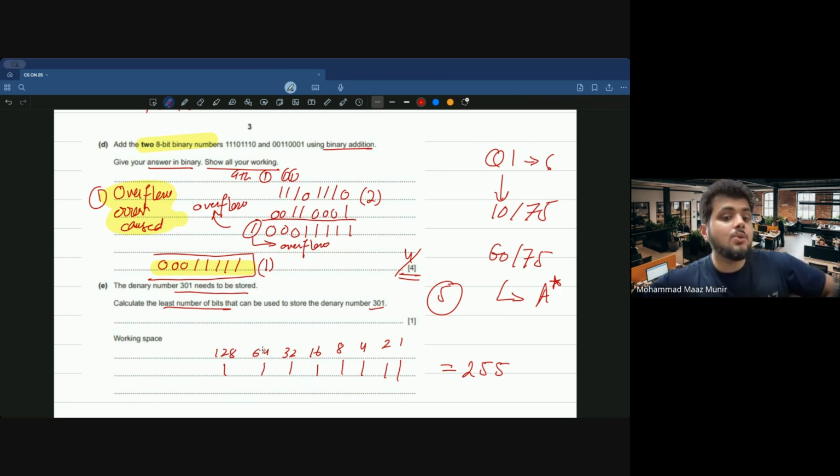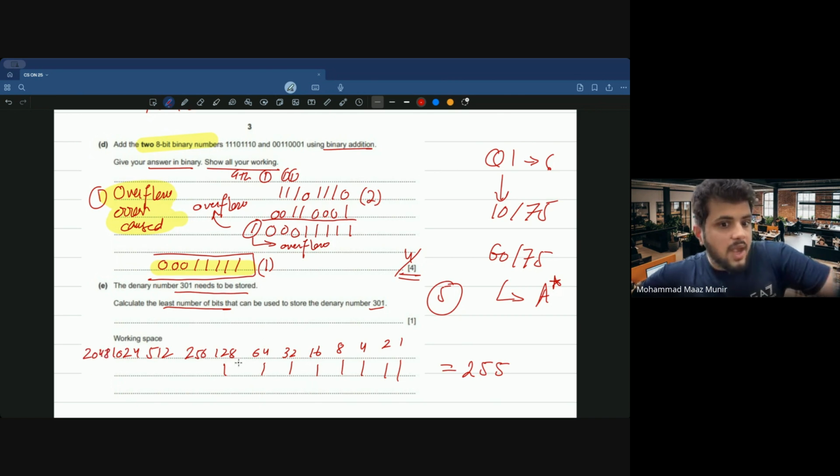Now, this means I need to continue from 8 bits. This is basically an 8-bit register, but we can't store 301 in an 8-bit register. Now, what will I be doing? I'll be increasing the register size to 12-bit. How? 256, just multiply, 512 multiplied by 2, 1024 multiplied by 2, and then 2048.